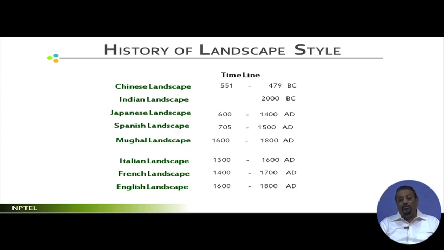if you analyze it, you will find that natural landscapes were very much favored in the Indian, Chinese, Japanese landscapes. The Spanish landscapes evolved, and then when the Mughal garden was evolving, at that point of time in a different part of the globe, in Italy, France and England, another set of gardens was being evolved at the same time. Now, let us look at it individually and also try to compare.